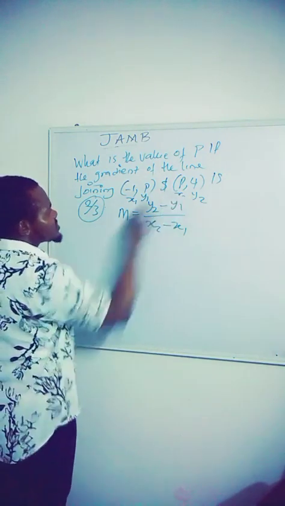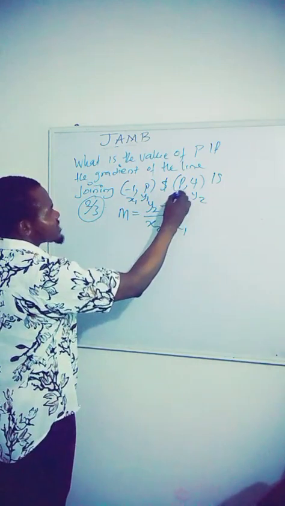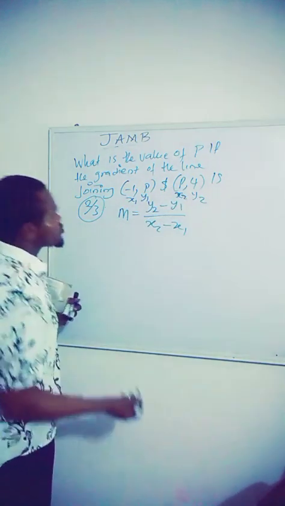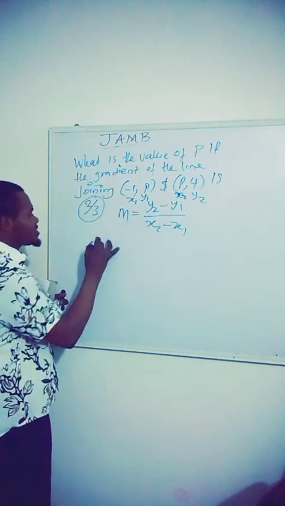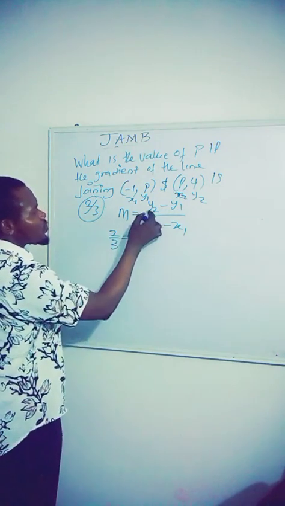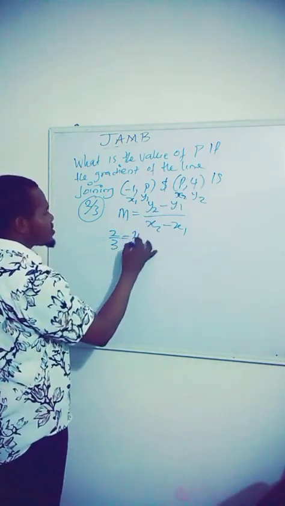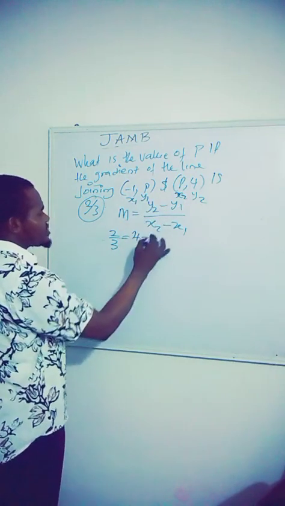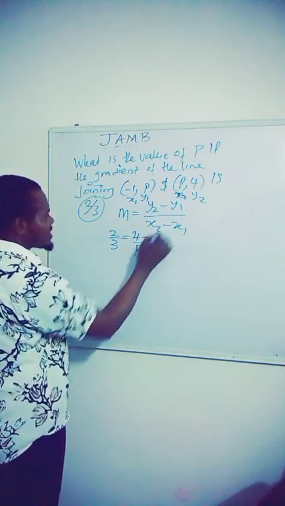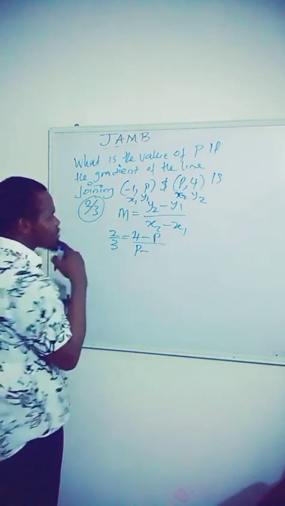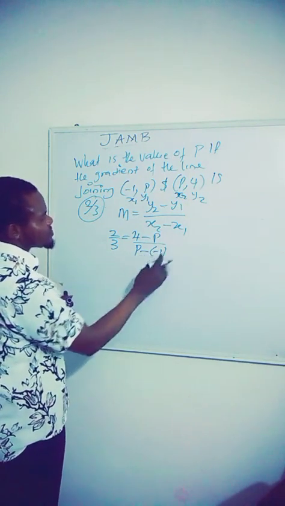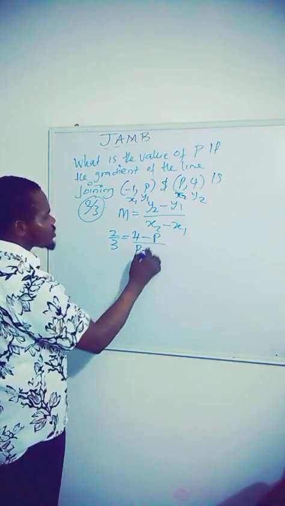Now they gave us P. This is x1, y1, x2, y2. All you need is to do substitution. M is 2/3, so 2/3 equals y2 which is 4, minus y1 which is p, over x2 which is p, minus x1 which is -1. So this will make it -1, and when minus multiplies minus, it becomes positive. That is why I wrote +1.